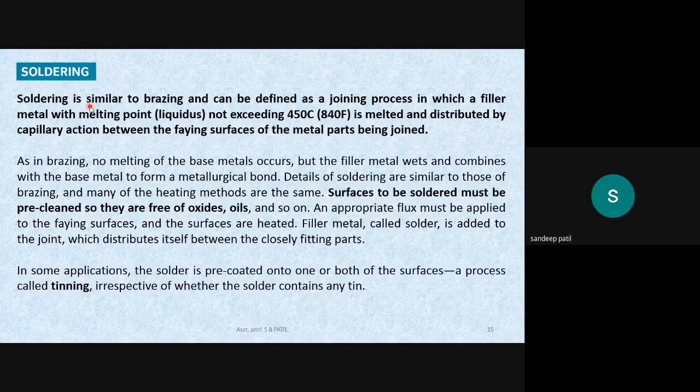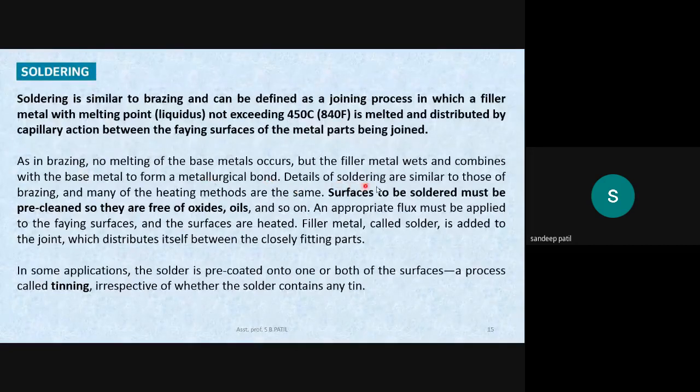So soldering is similar to brazing and can be defined as a joining process in which filler metal with a melting point, that is liquidus, not exceeding 450 degrees Celsius, is melted and distributed by capillary action between the faying surfaces of the metal parts being joined. As in brazing, no melting of the base metal occurs, but the filler metal wets and combines with the base metal to form a metallurgical bond. So that happens in brazing.